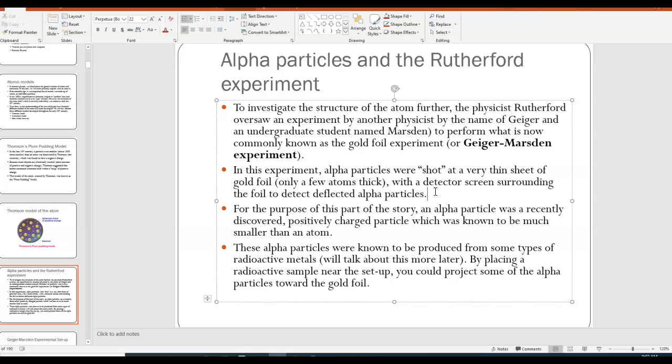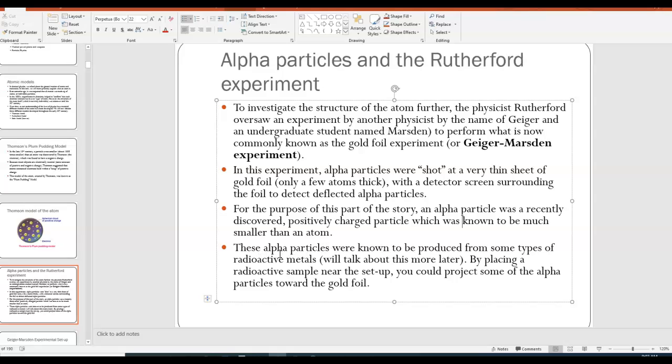Now, your first question should be, what is an alpha particle? Now, at the time, they didn't know what an alpha particle was. That's why they call it alpha. That's just the first letter in the Greek alphabet, and so they didn't know what it was. They gave it the name alpha. But they did know that alpha particles were positively charged particles with a very high mass.